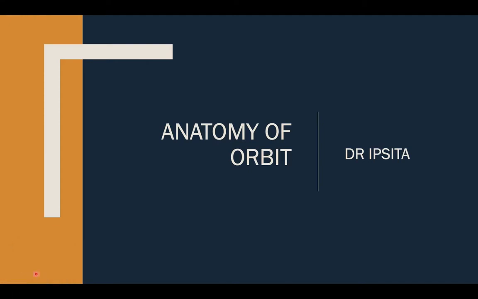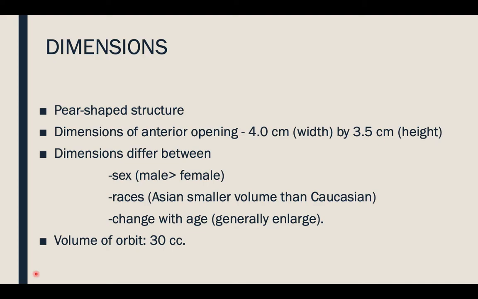This is Dr. Ipshita. Today we'll be learning 10 points about anatomy of the orbit. Firstly, dimensions. The orbit is a pear-shaped structure. The anterior opening is 4 cm in width and 3.5 cm in height.